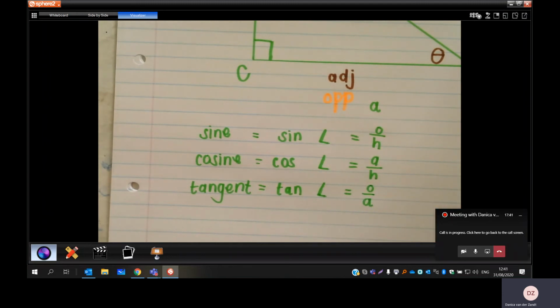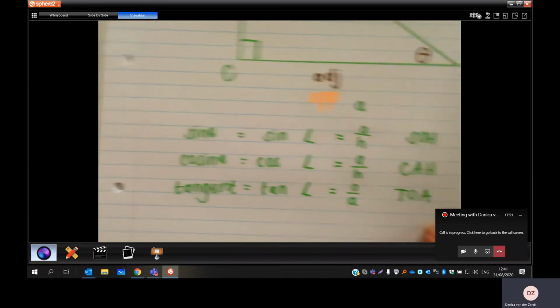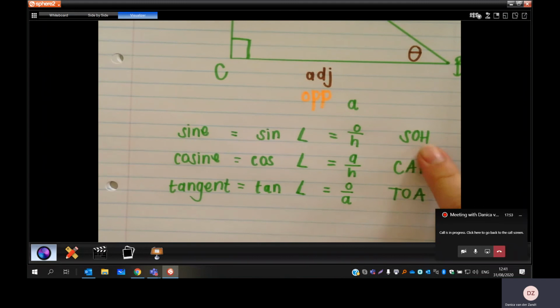So when I talk about the trig ratios, I'm talking about SO, CA, and TOA. Sine is opposite over hypotenuse, cos is adjacent over hypotenuse, and tan is opposite over adjacent. So if you can remember SO, CA, TOA, you will always know which ratio is which.